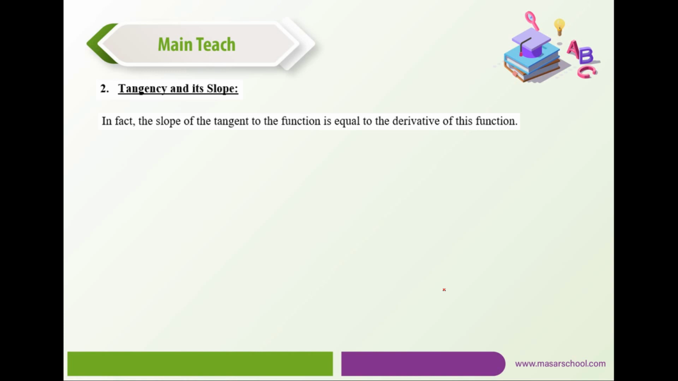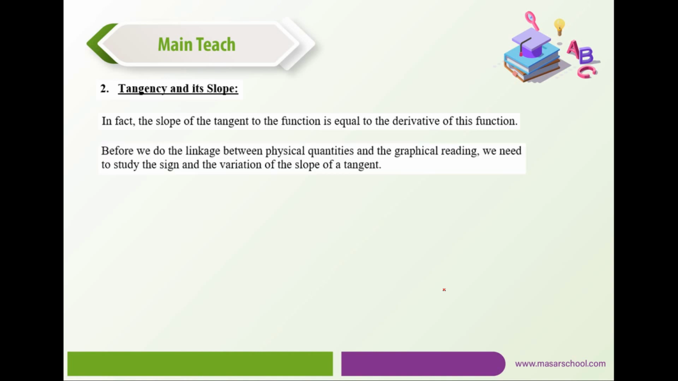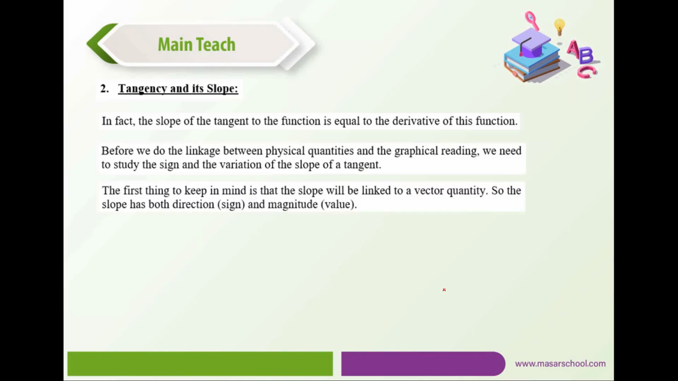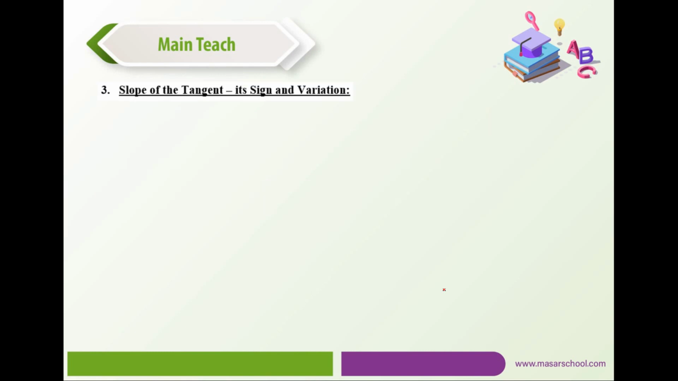Why is the derivative important? Because we know that the derivative is a mathematical operator that links variables of motion to each other. Before we do the linkage between physical quantities and the graphical reading, we need to study the sign and the variation of the slope of a tangent. We know that variables of motion are partly vector quantities, and whenever we're talking about vector quantities, we're interested in the sign and the variation, etc. So the first thing to keep in mind is that the slope will be linked to a vector quantity, so that the slope has both direction, which is the sign, and a magnitude, which is the value.